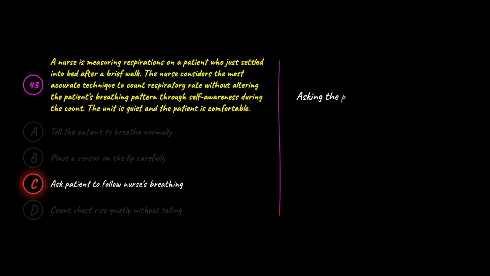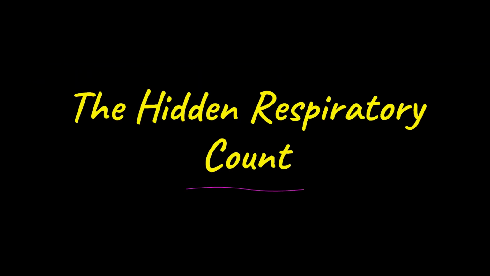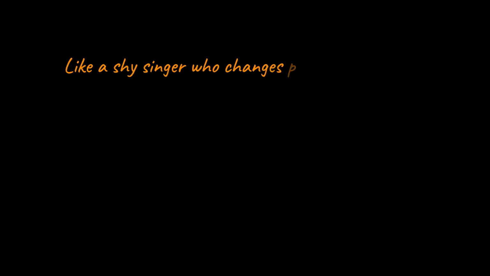C is wrong because asking the patient to follow the nurse's breathing imposes a rate rather than measuring the actual one. The number gathered will reflect the demonstration rather than the patient's true respiratory pattern at all. Respiratory rate must be measured without the patient knowing. The moment breathing becomes conscious, it stops being automatic.